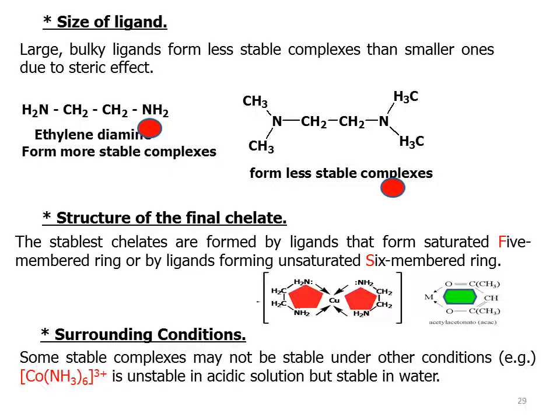Surrounding conditions. Some stable complexes may not be stable under other conditions. For example, the cobalt amine is unstable in acidic solution, but stable in water with neutral pH.